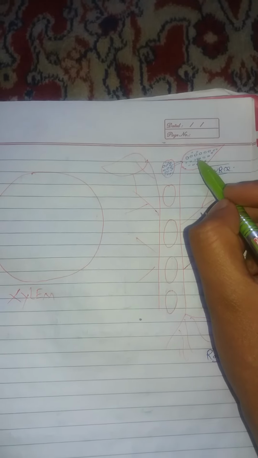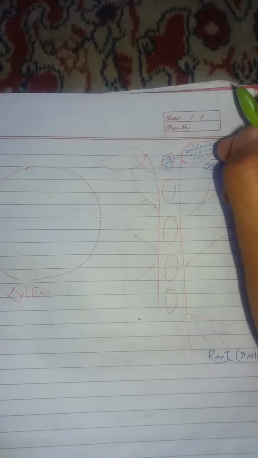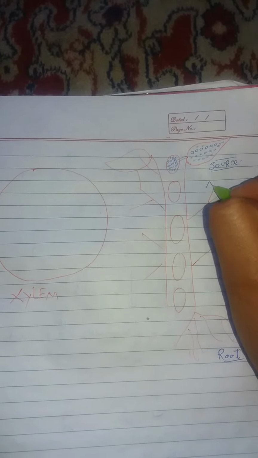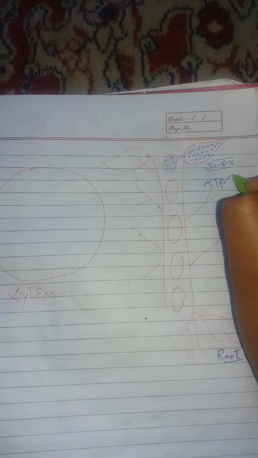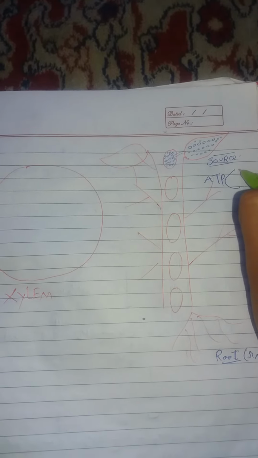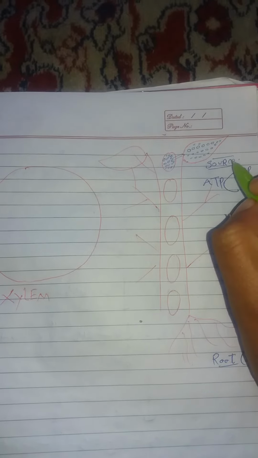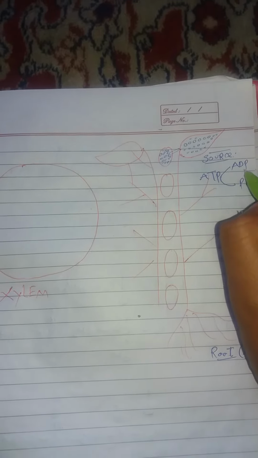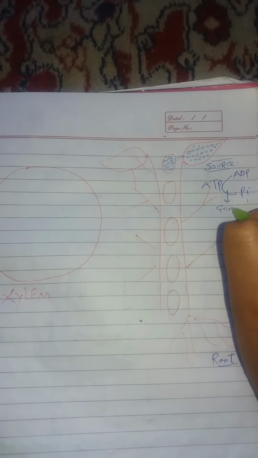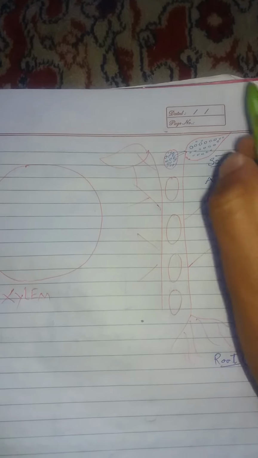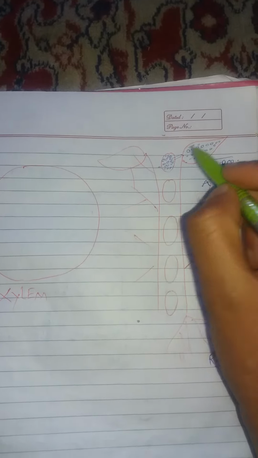So this transportation of the food from the leaf to the nearby phloem bundle requires energy. That means you will be utilizing an ATP molecule. When you utilize an ATP molecule, you will be dissociating the ATP into ADP plus inorganic phosphate. When you are hydrolyzing the ATP into ADP and inorganic phosphate, some energy is released. That energy is utilized here to transport the food from the leaf to the nearby phloem bundle.